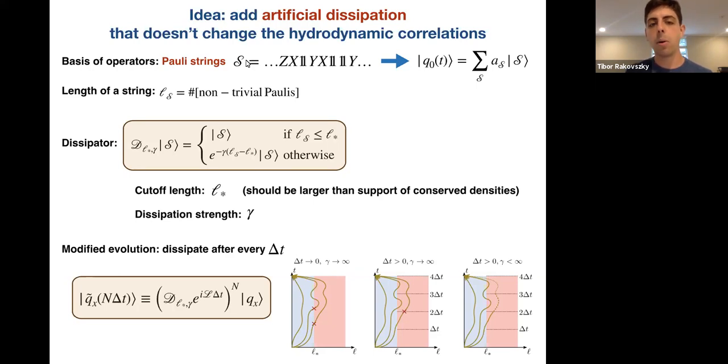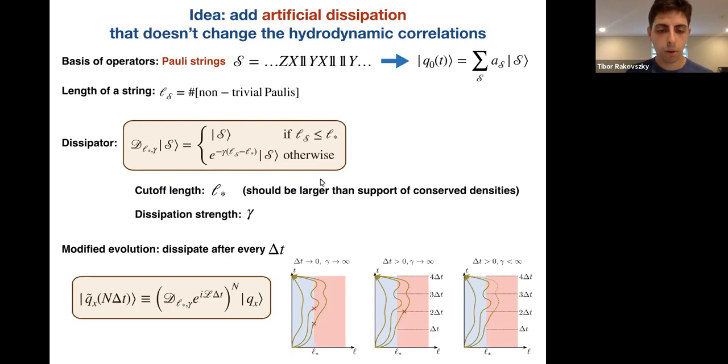And for any Pauli string that is longer than this cutoff, we multiply it by a prefactor, which is exponentially small in its length. It's e to the minus gamma times the length of the Pauli string minus the cutoff. So what this dissipator does, it keeps the short part of the operator and it decreases the weight on all strings which are long. And the longer the string, the stronger it gets dissipated.